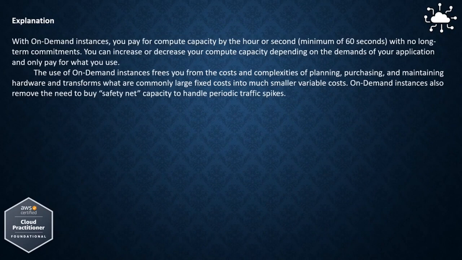Explanation. With on-demand instances, you pay for compute capacity by the hour or second, minimum of 60 seconds, with no long-term commitments. You can increase or decrease your compute capacity depending on the demands of your application and only pay for what you use. The use of on-demand instances frees you from the costs and complexities of planning, purchasing, and maintaining hardware and transforms what are commonly large fixed costs into much smaller variable costs. On-demand instances also remove the need to buy safety net capacity to handle periodic traffic spikes.